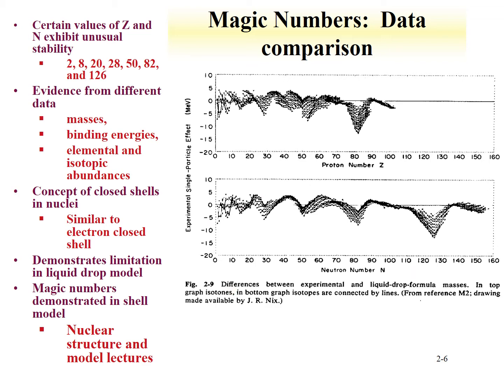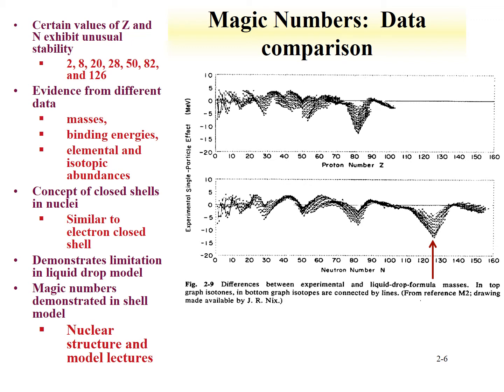And if you look at this, there's some trends. We see that at 2, 8, 20, 28, 50, 82, and 126, for both the neutrons and the protons, we see these variations. And this is kind of evidence that there's some stability going on at these numbers. So we get unusual stability exhibited with 2, 8, 20, 28, 50, 82, 126.